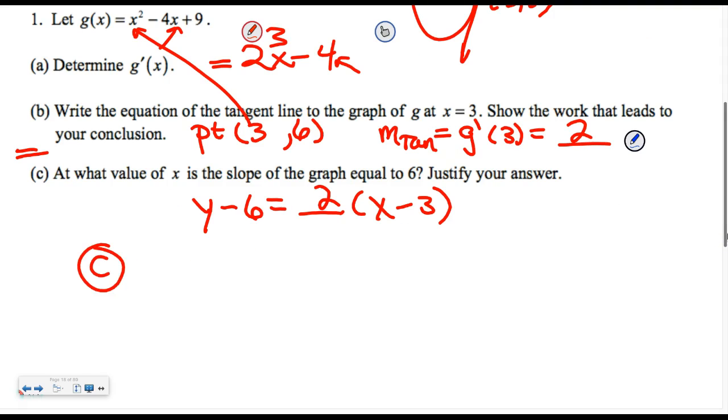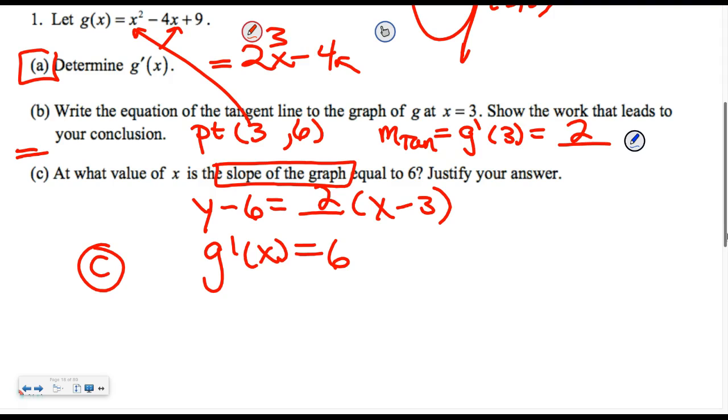Part C. What is the value of x that makes the slope of the graph 6? That's not talking about g, right? It's talking about g prime. So I want the slope, or g prime, to equal 6. And you just told me up here what g prime is. So I need 2x minus 4 to equal 6. So what point would make the slope 6? The answer is it'd be at x equals 5. What do you think, Matt? It's tricky stuff. That's super important, so I'm just going to ask somebody right now.